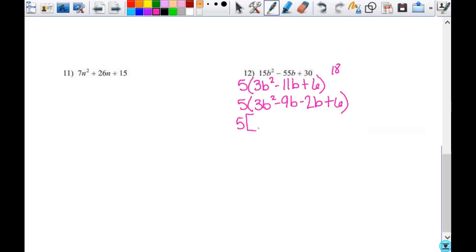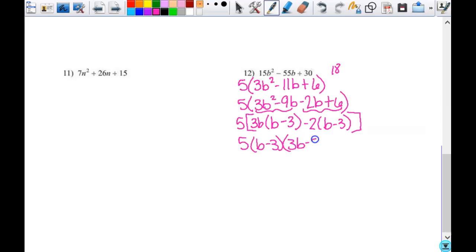So inside my brackets, I can do my grouping. So I don't even confuse myself with my parentheses, right? So out of here, I can factor out a 3b. So that's going to leave me with b minus 3. What do I factor out of here? Negative 2. So that leaves me with b minus 3. Okay. And then after that, I can drop my brackets. It just kind of separates it more so I don't leave off a parenthesis or whatever. And that's going to give me 5 times b minus 3 times 3b minus 2.